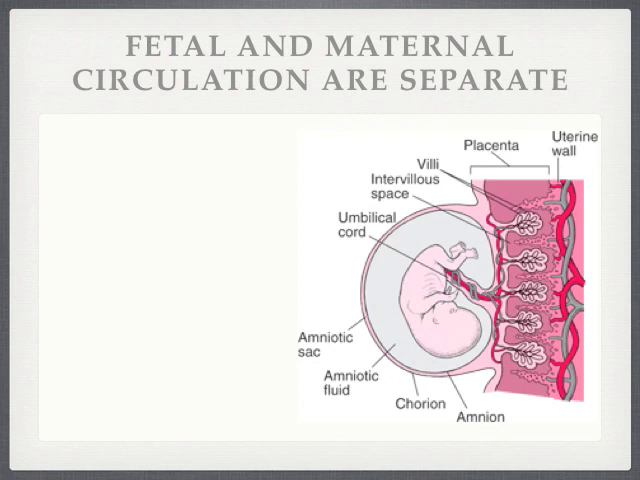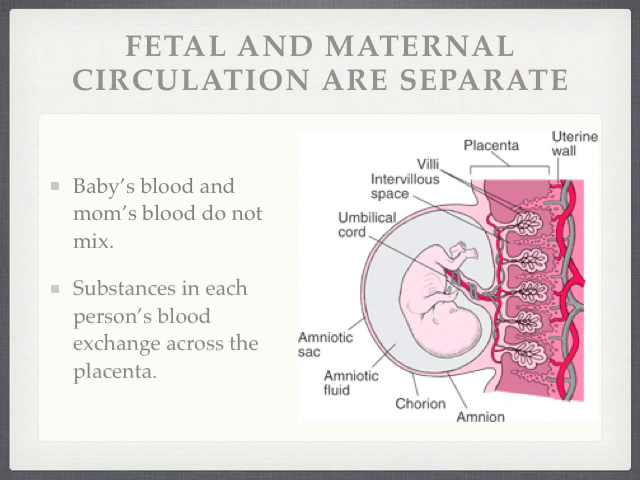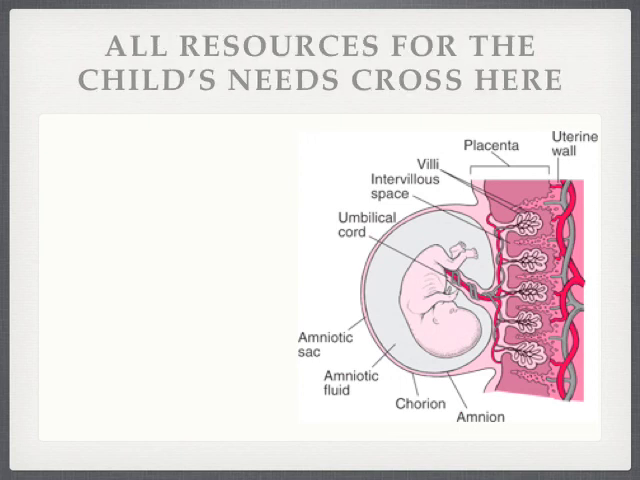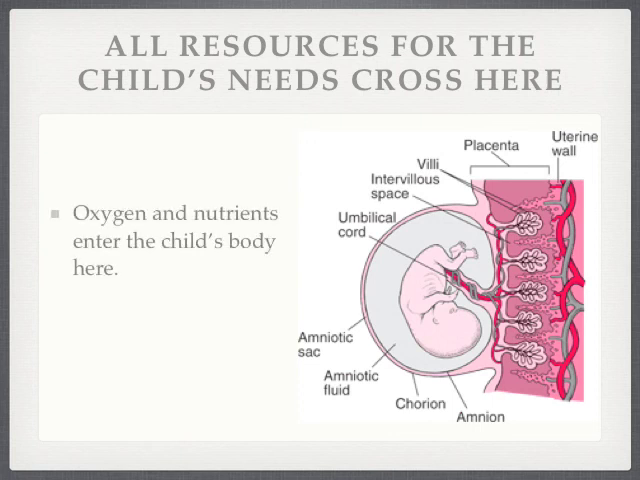Okay? So things are separate here. The bloods do not mix. Things exchange across the placenta. So everything that your child needs, respiratory, digestive, urinary, oxygen, nutrients, they're entering here. The waste products are going out. When mom breathes oxygen into her bloodstream, that oxygen circulates. When it reaches the placenta, that very oxygen she breathed is passing into the baby's body.